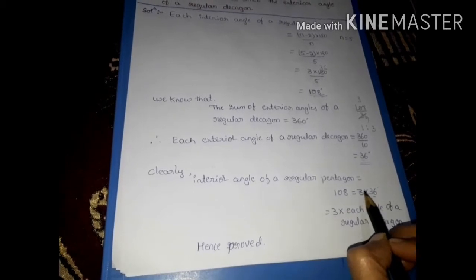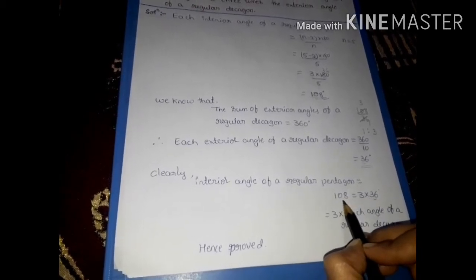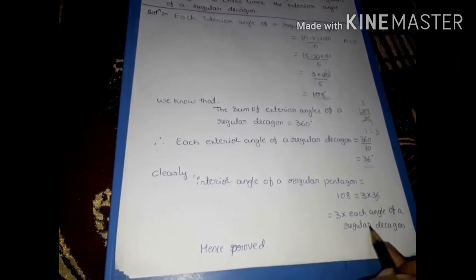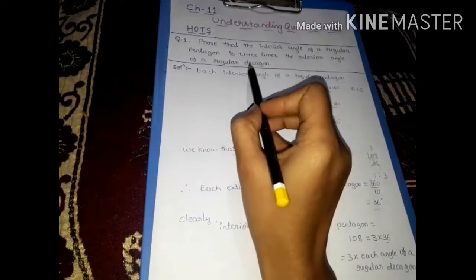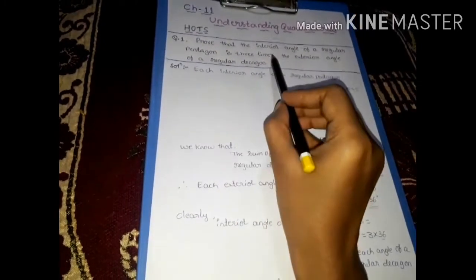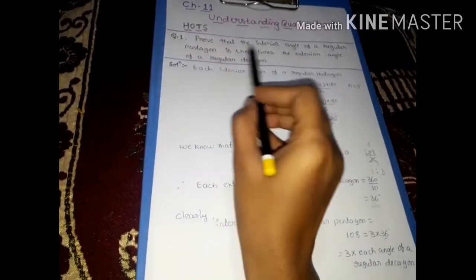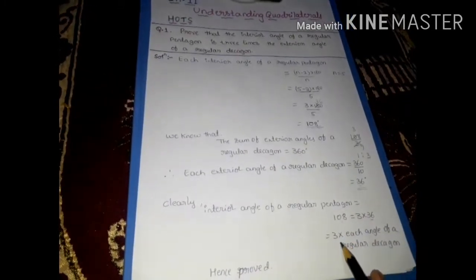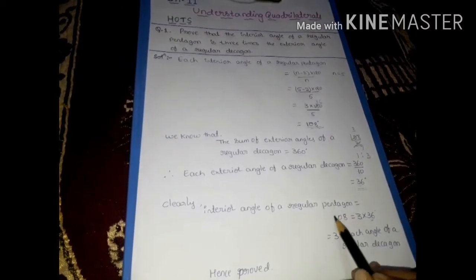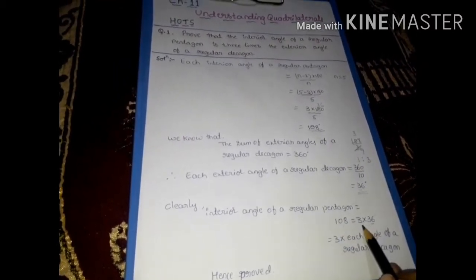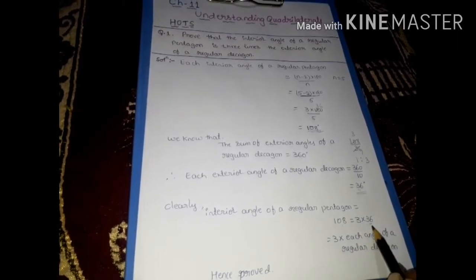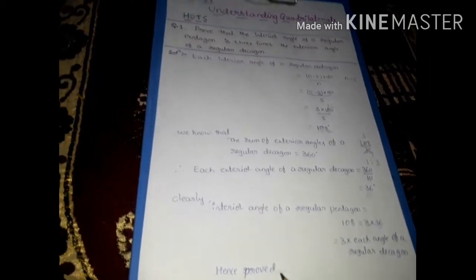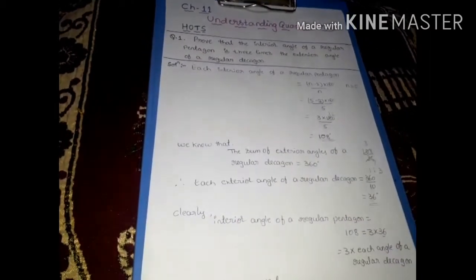What is 36? Each angle of a regular decagon. How many times more is it? 3 times. So 3 into each angle of a regular decagon. What did they ask to prove here? You have to prove the interior angle of a regular pentagon is 3 times the exterior angle of a regular decagon. So here we proved it. Last you have to write hence proved. This completes HOTS first question.